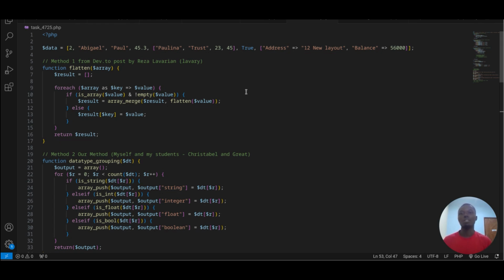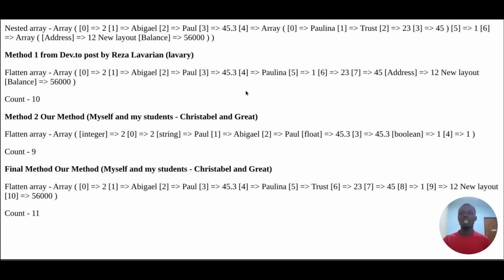We were presented with the method written by Reza Lavaria on dev.to. That method is actually good. He wrote a function, and he has 4 different ways of solving this, of which we picked the first, because this was our problem. We found out that this method, the first function, flatten, worked. But unfortunately, the count of the output was not what it was supposed to be. He gave us a count of 10.